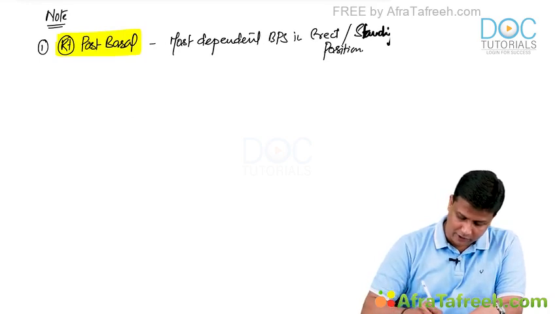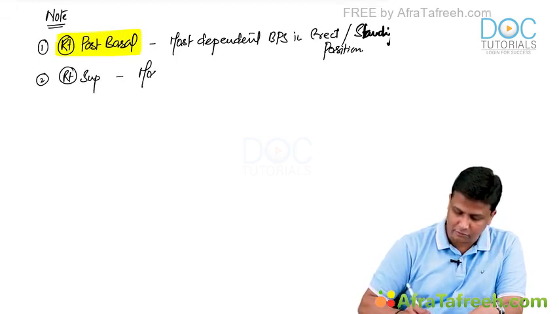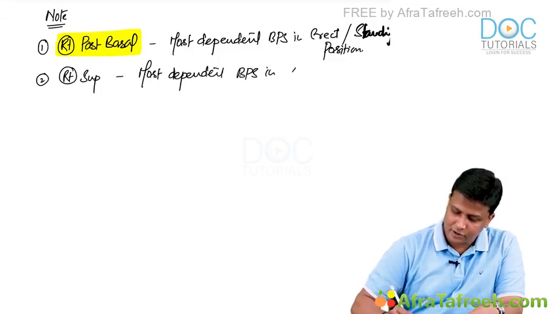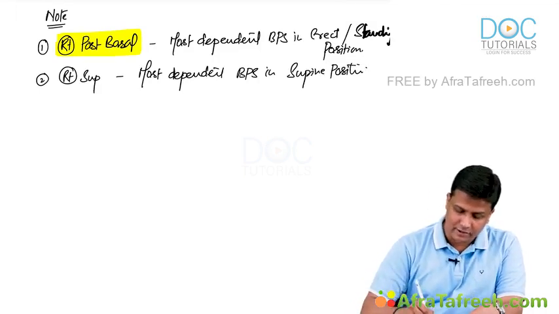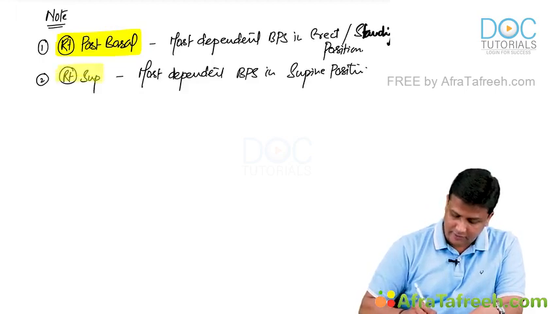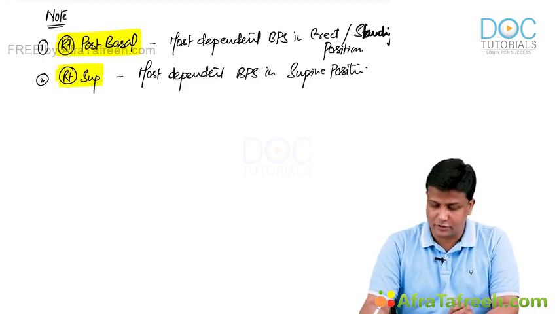Now what about the supine position here? Number 2, again the right side only, but this time the superior one. So the right superior bronchopulmonary segment is the most dependent bronchopulmonary segment in supine position. So in standing position, it will be the right posterior basal, whereas in the supine position, it will be the right superior. Right superior will be the most dependent during the supine position, guys.